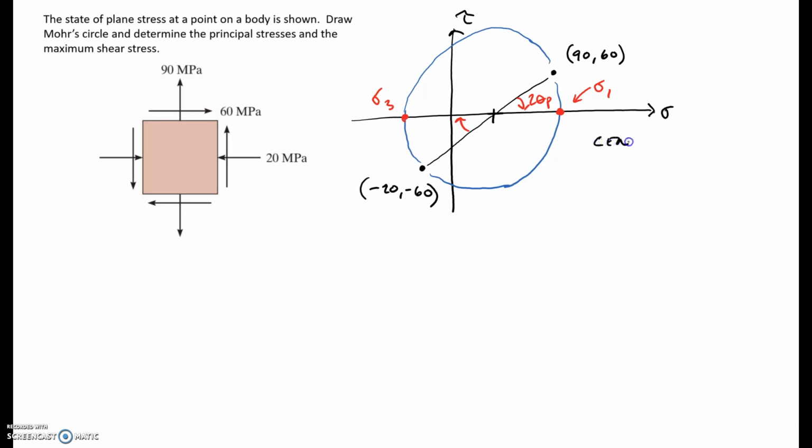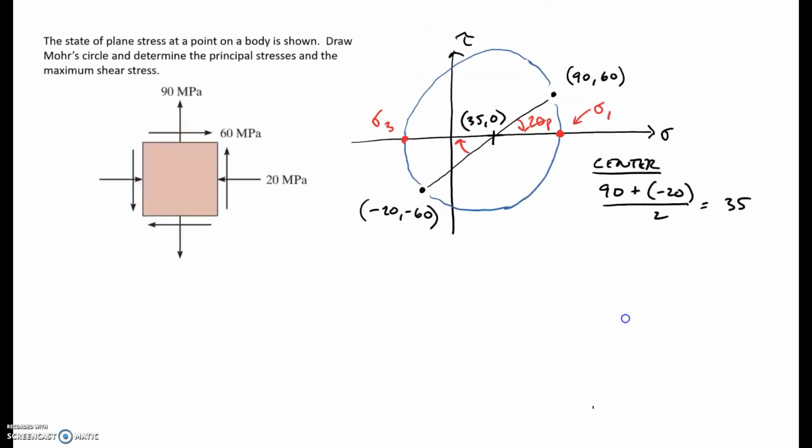So where's the center? Easiest way to do that is take the average of the two normal stress values. So it would be 90 plus -20 divided by 2. That gives us 35. So the center coordinate would be 35, and then always 0 would be the y-coordinate. It's always going to be on the horizontal axis. The radius of the circle, oops.